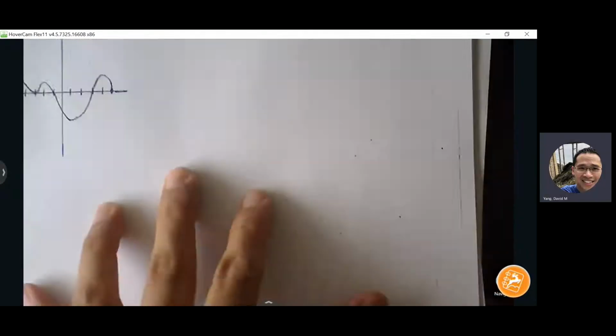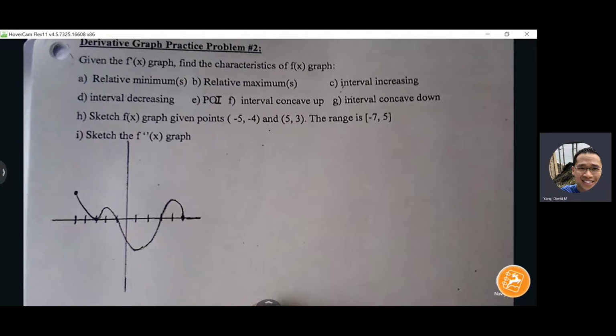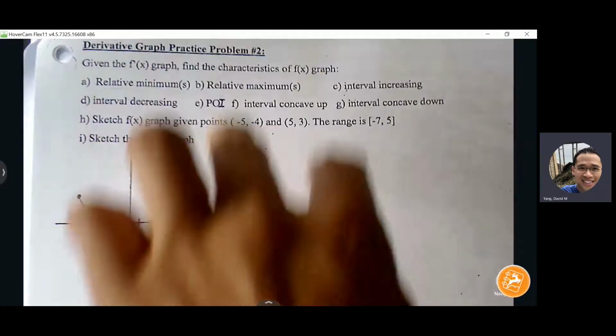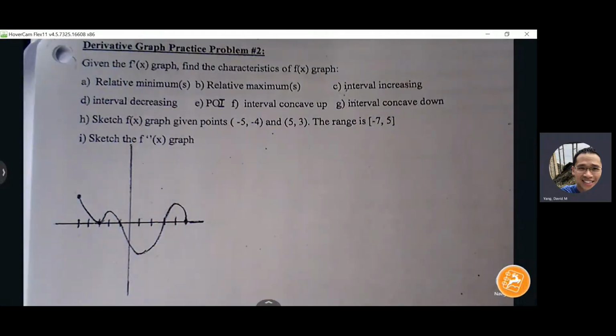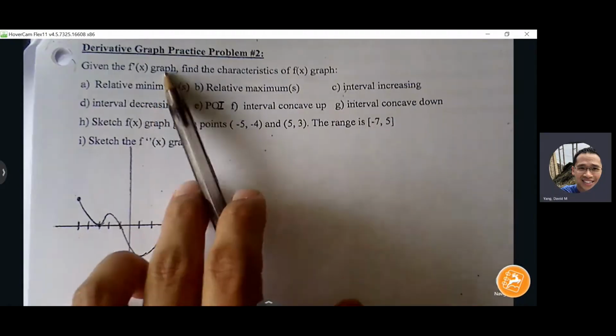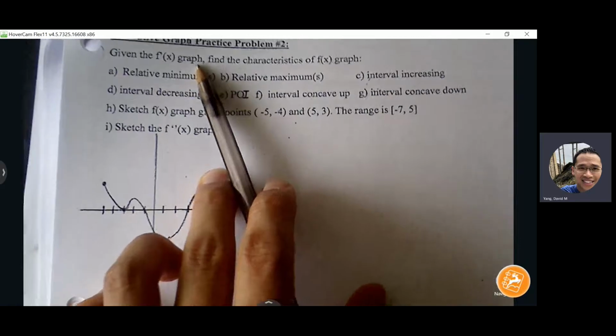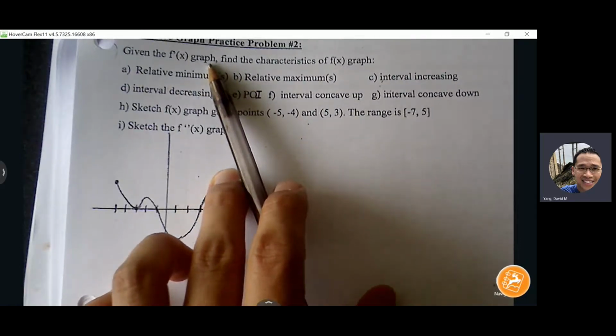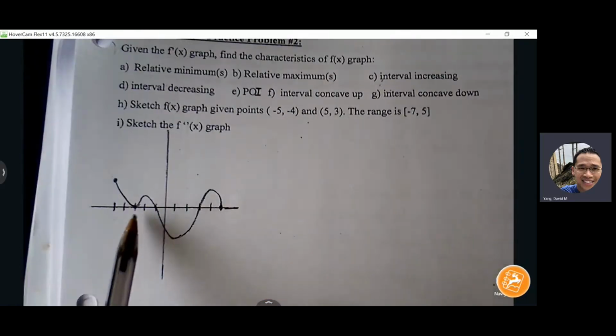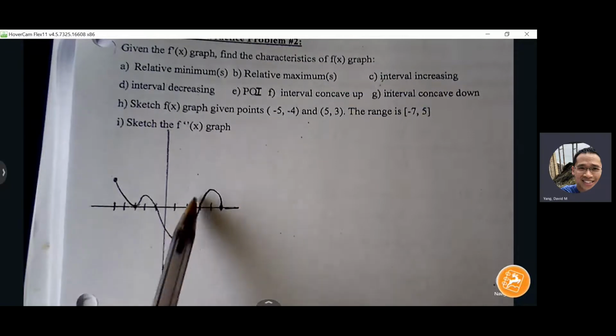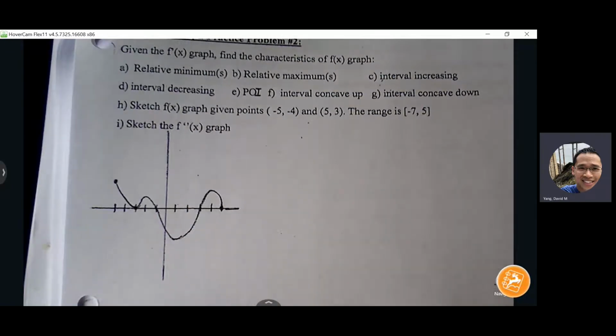Okay, so you'll see a problem like this on the test where I give you a derivative graph and I'm going to ask you all this information. So understand that you're looking at the derivative graph. So if I ask you for relative max, relative min, okay, you're not going to be able to look at this and say, oh, that's relative min, relative max, relative min, relative max. Okay.